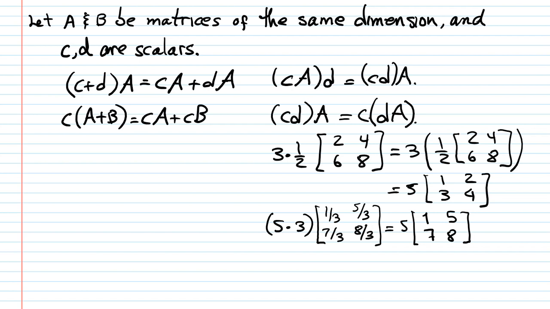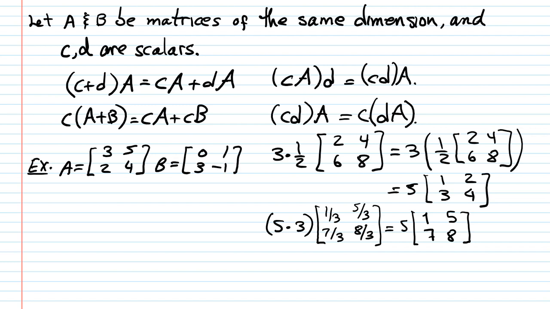Our job is to show what's legal, what can be done, and whether you do something with it or not remains to be seen. Okay, the matrix. Suppose I have 3, 5, 2, 4. We're going to do an example of scalar multiplication of matrices. Let's make this one to be 0, 1, 3, -1.